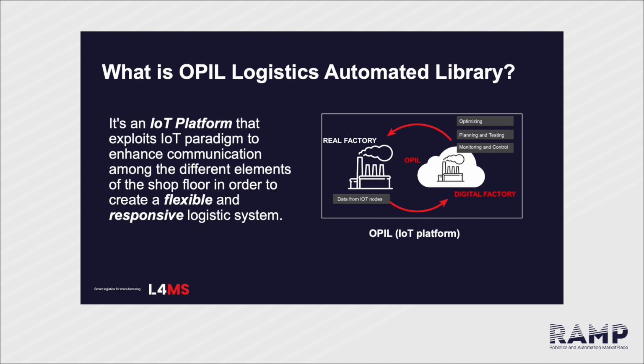So, what is the OPIL Logistics Automation Library? If we want to conclude with a definition, we can say that it is an Internet of Things platform that exploits the IoT paradigm to enhance communication among the different elements of the shop floor in order to create a flexible and responsive logistics system, either in planning within its simulation phase or its execution phase, as seen in the picture.